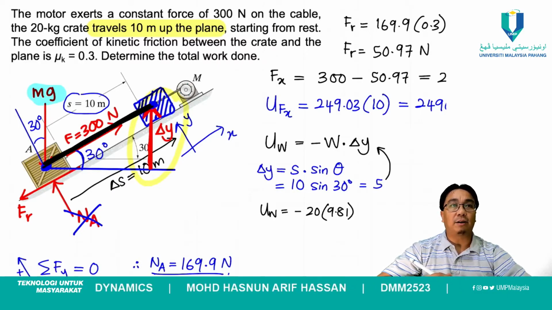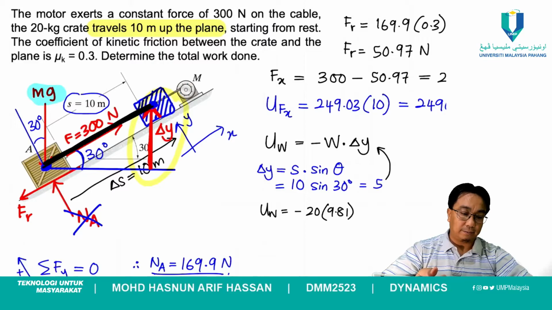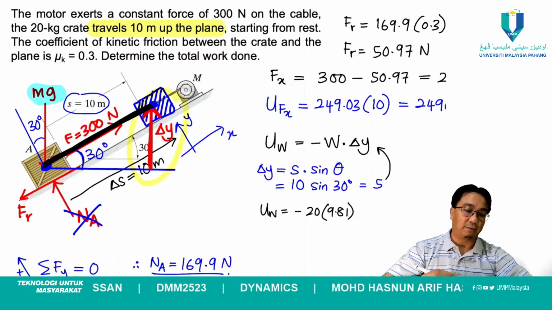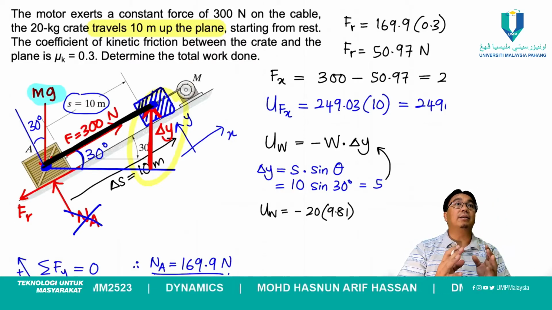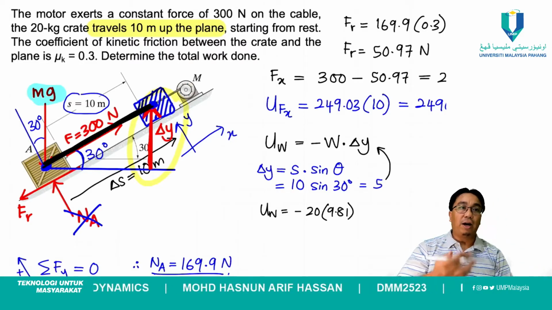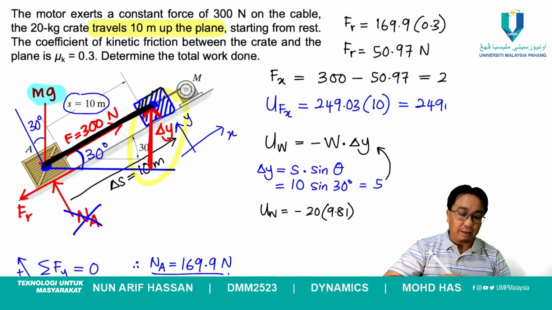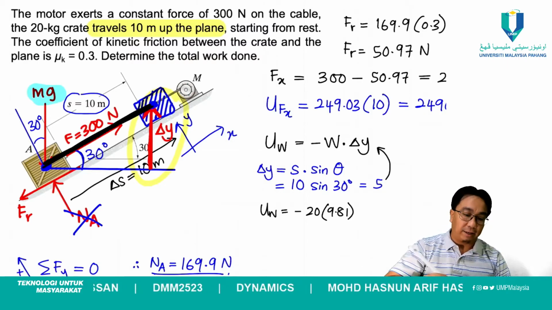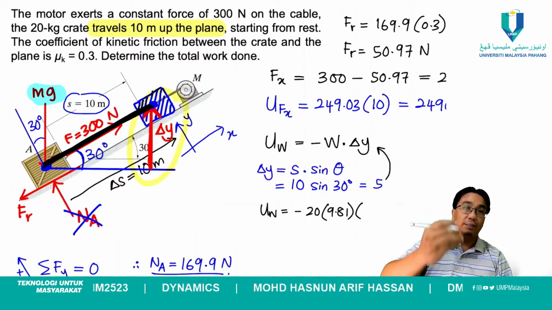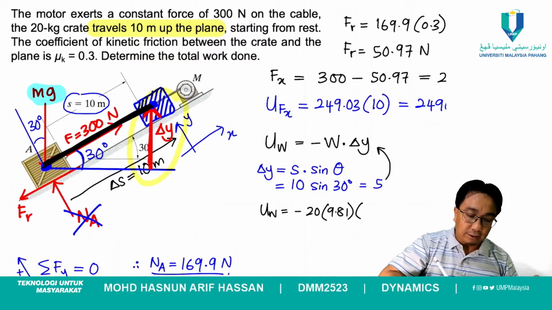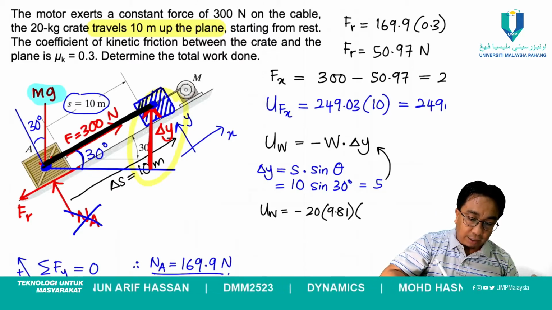Tadi saya dah bagi tahu kalau 5 positive. Positive, correct. Because the box is now moving up. So kalau dia move up, delta y will be positive, which then UW will become negative. Kalau dia turun bawah, dia akan jadi negative delta y. So UW akan jadi positive. So in this case, we put in delta y as 5.